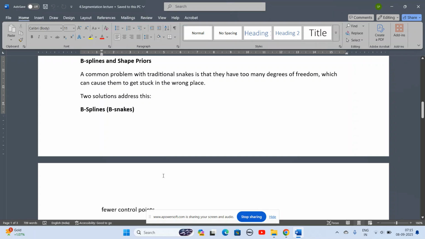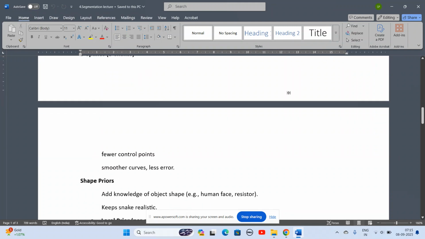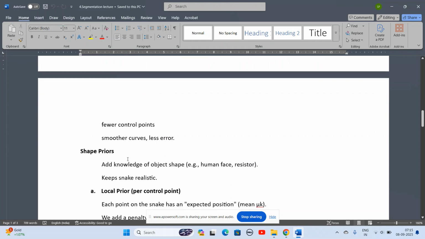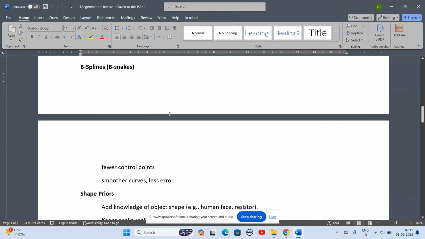Next we are going to see about B-spline and shape priors. A problem with traditional snakes is that they have too many degrees of freedom, which can cause them to get stuck in the wrong place. Two solutions to address this are B-spline and shape priors. B-splines have only a few control points, and they produce a smoother curve with less error. So we can avoid the wiggling in wrong places.